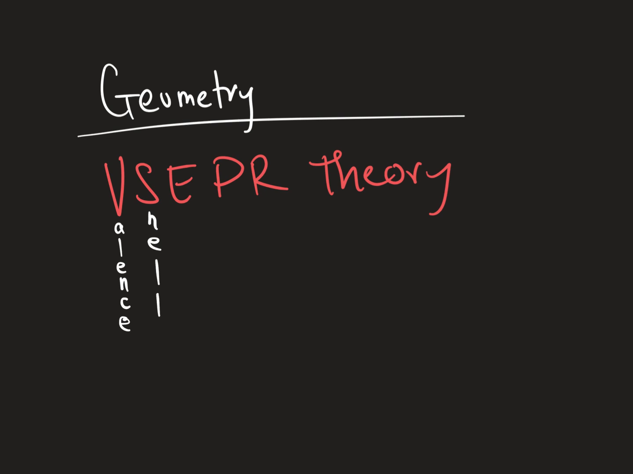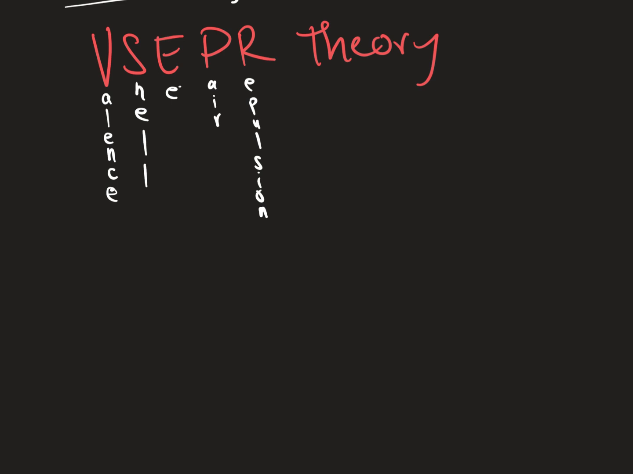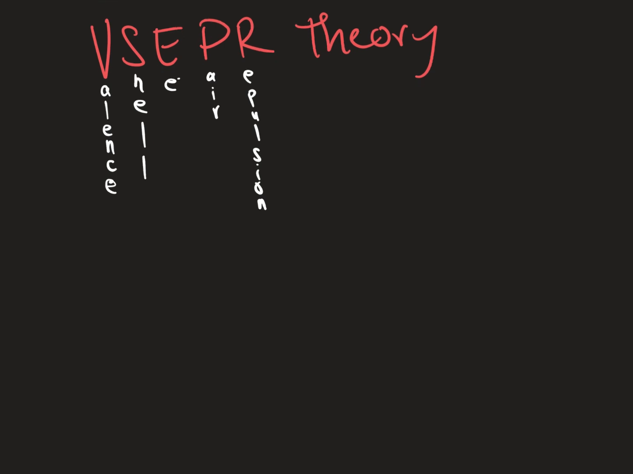What's the valence shell? The outside energy level. Good. E stands for electron. P stands for pair. R stands for repulsion. So the pair of electrons are going to repel one another and cause the shape that they're in. Okay? So let's go ahead and get right into it.